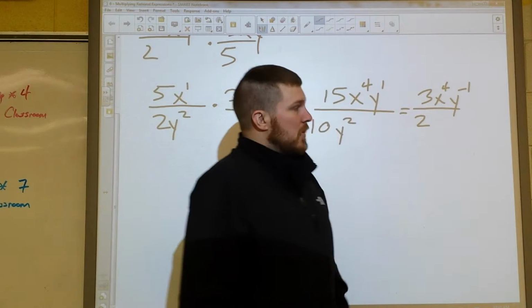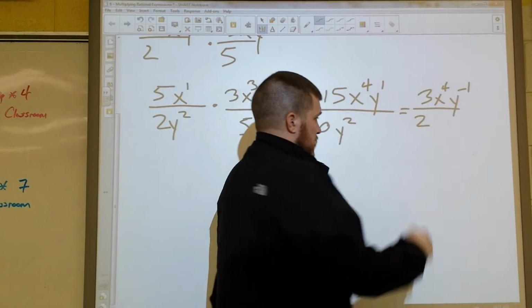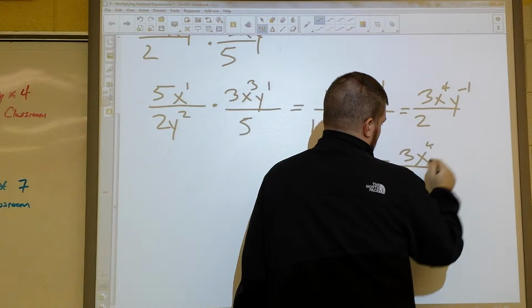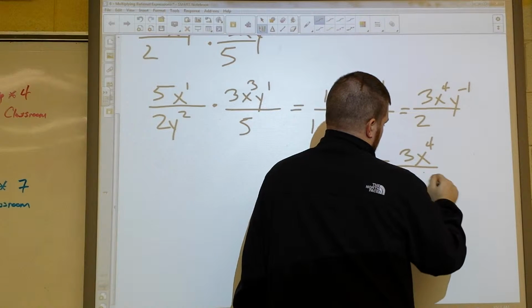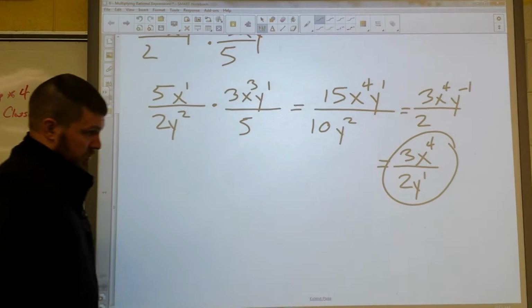You always start up top. But that y to the negative first, he's not happy up top, so we're going to flip him to the bottom. So our final answer is 3x to the fourth over 2y to the first. Nothing else can be done, so that's our final answer.